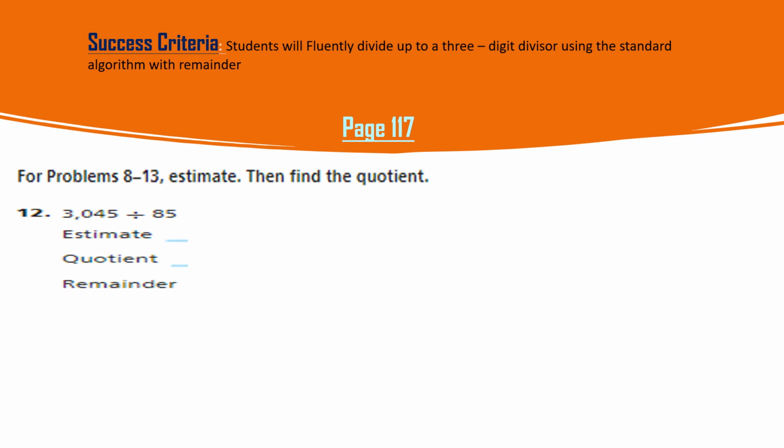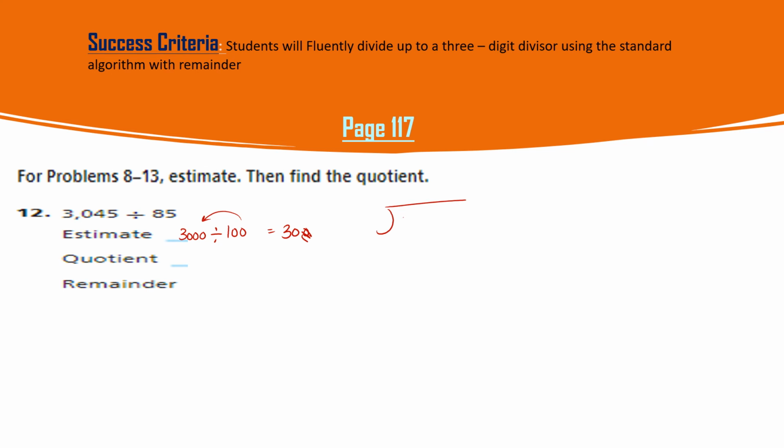So what is the estimate of 3045? Of course it is 3000. Think yourself. What is the estimate of 85? It is 100. Now 3000 divided by 100 will give us 30. It is a very direct answer.